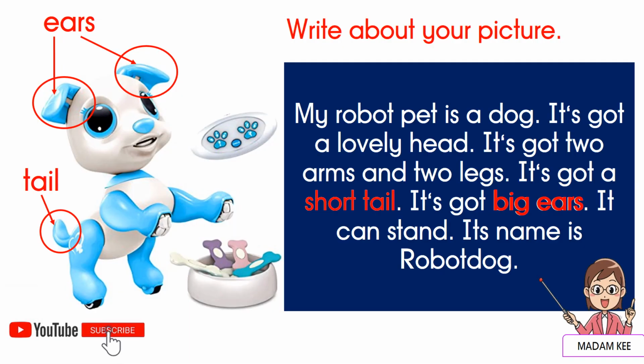Then, write about your picture. My robot pet is a dog. It's got a lovely head. It's got two arms and two legs. It's got a short tail. It's got big ears. It can stand. Its name is Robot Dog.